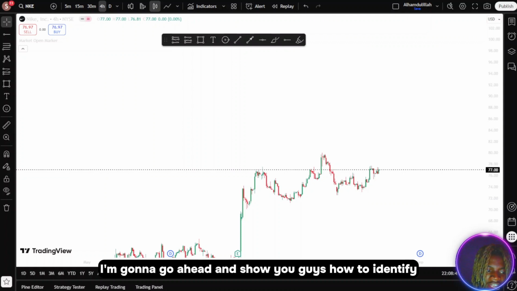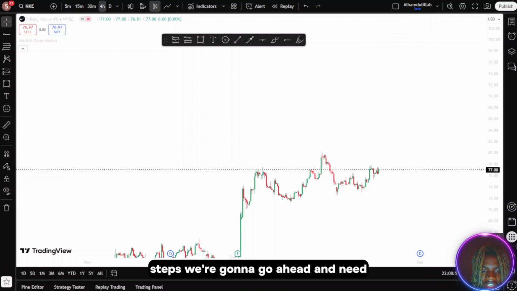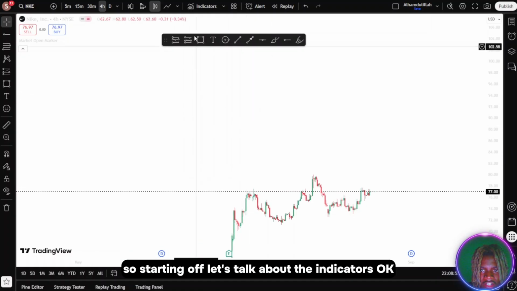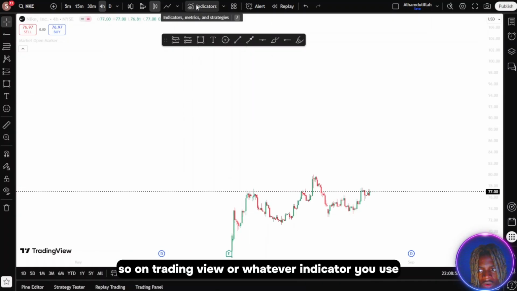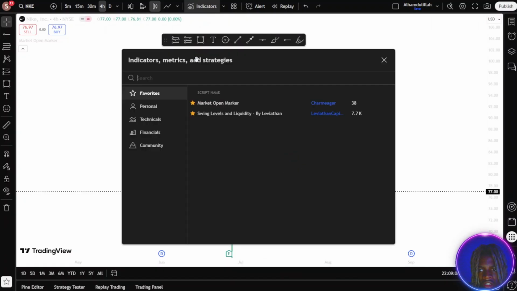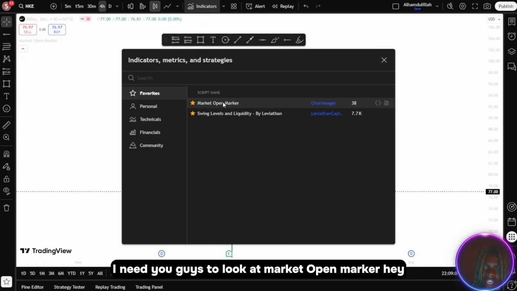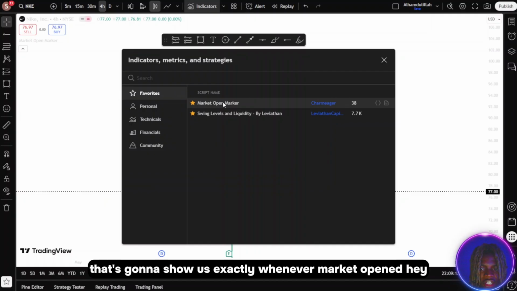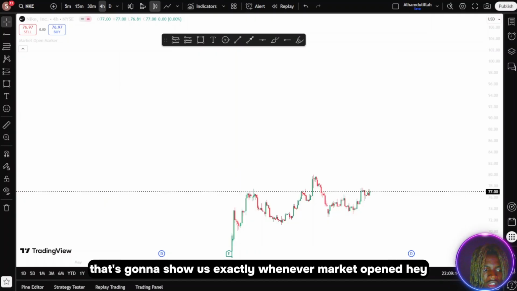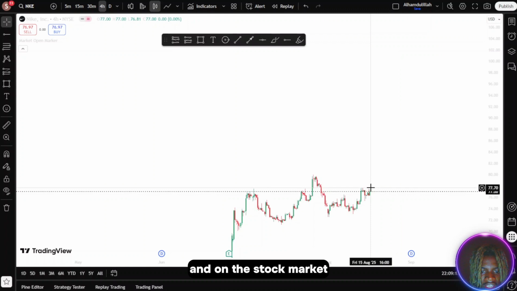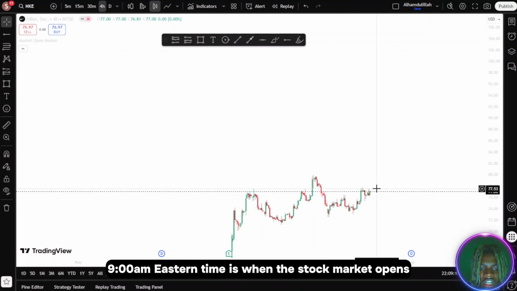I'm going to show you how to identify these, and we're going to need to understand what support and resistance are. Starting off, let's talk about the indicators. On TradingView, or whatever software you're looking at, I need you to look at the market open marker. I use the one by Charmeager, and it's a great indicator. It puts a line on the screen that shows us exactly when the market opened. On the stock market, 9:30 a.m. Eastern time is when the stock market opens.